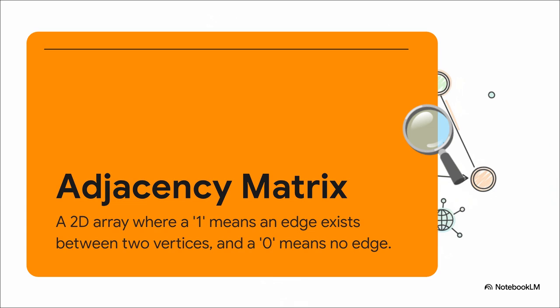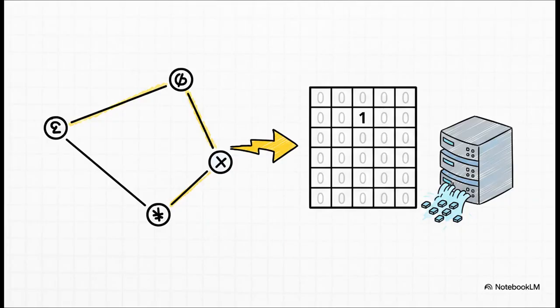If there's no connection, we put a 0. That's all there is to it. So the big win here is speed. A computer can check if 2 things are connected instantly. It just has to look at one single spot in the grid to find a 1 or 0. But, and this is a huge but, the memory cost is insane.